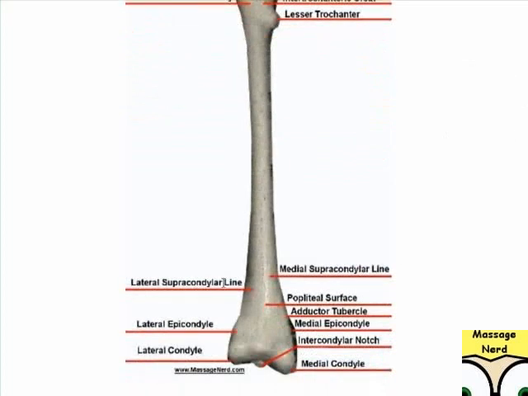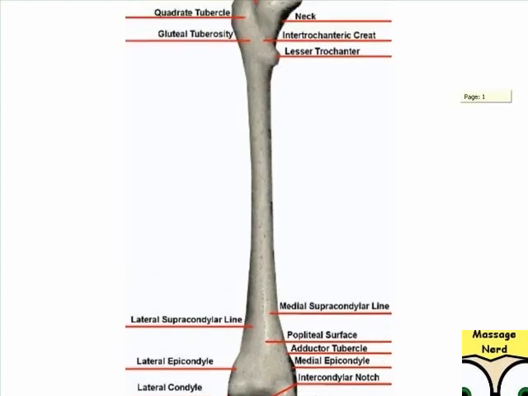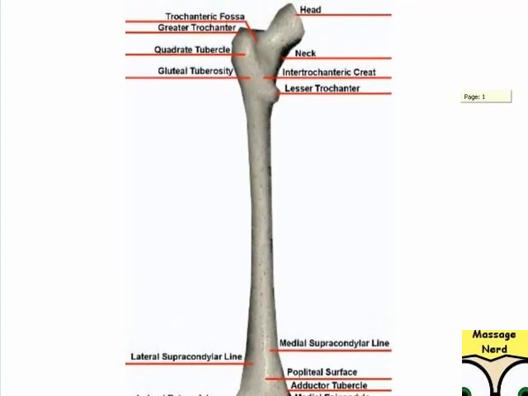lateral supracondylar line, lateral epicondyle, lateral condyle, medial supracondylar line, popliteal surface, adductor tubercle, medial epicondyle, intercondylar notch, right here, and medial condyle. Now I'll give you some time. You can practice on your own.